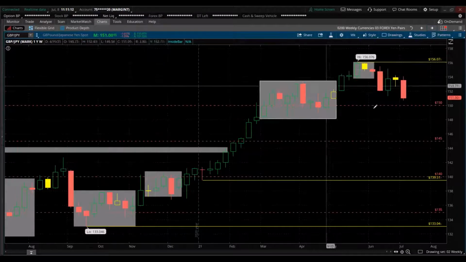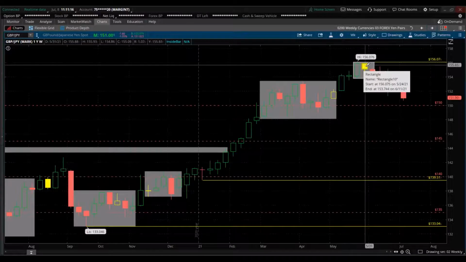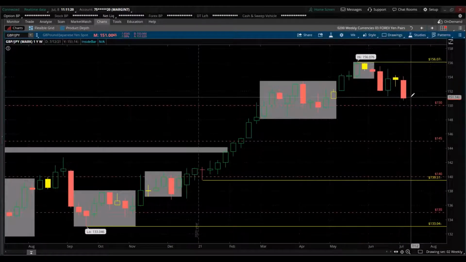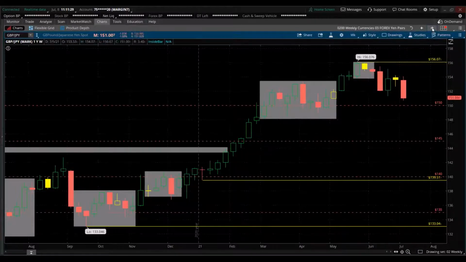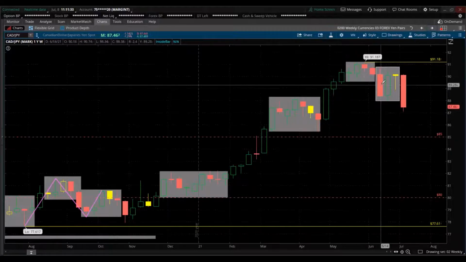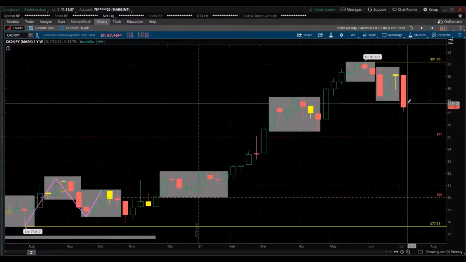The pound yen, look at that. Here's the high for the year for the pound, and it's declining, giving strength to the yen. So we have the yen gaining strength against the euro, against the dollar, and against the pound. Canadian dollar, Japanese yen, same as well too. The Canadian dollar high is declining, giving strength to the yen.